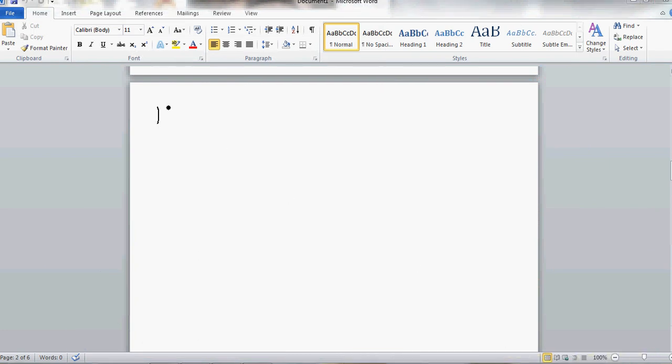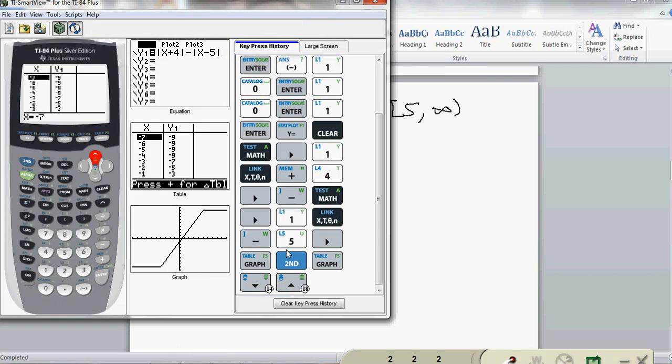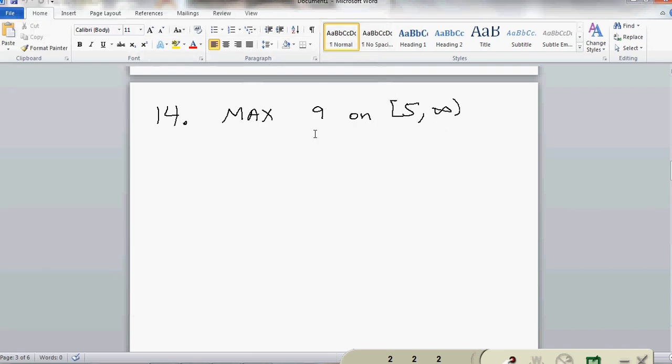For number 14, we say there is a maximum of 9 on a certain interval, because it's not just at one point, it's several places. And that actually starts at the value of 5 and goes to infinity. And we can check that in our table. Let's go back to the positive 9. See there, it starts at 5, 9, and then it just goes 6, 9, 7, 9, 8, 9. So 5 until infinity, and it does include 5, will be the maximum.